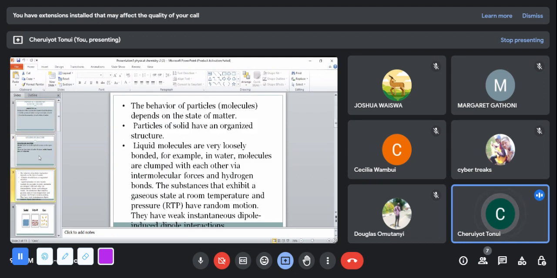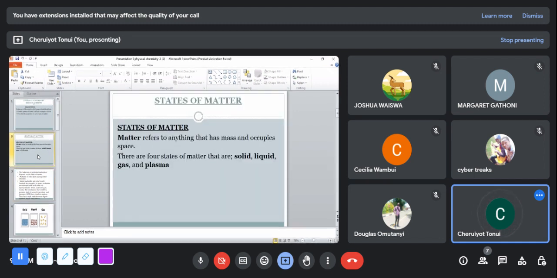Let's go to the state of matter. Matter refers to anything that has mass and occupies space. We have four types of matter, that is liquid, solid, gas, and plasma. But we shall look at the three, that is solid, liquid, and gases.